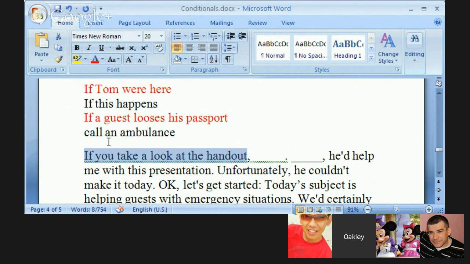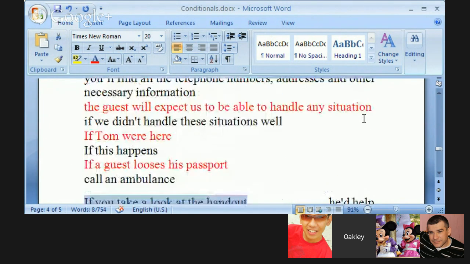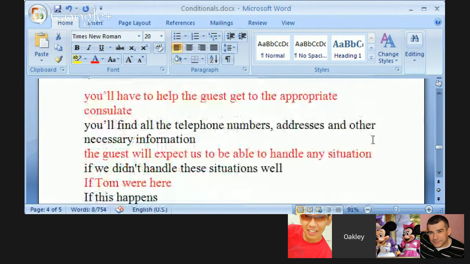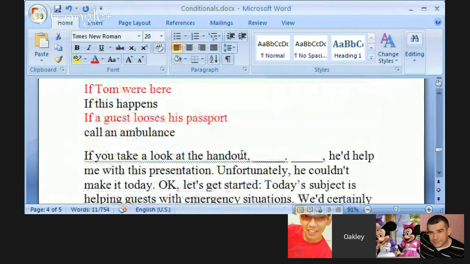If you take a look at the handout, you will find all the telephone numbers, addresses, and other necessary information. Very good. Excellent. Absolutely. Perfect fit.